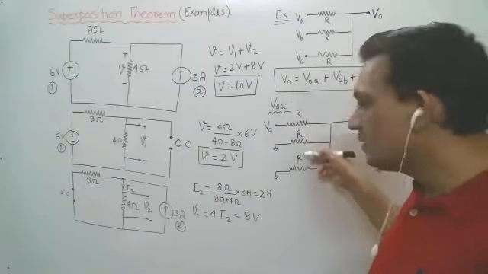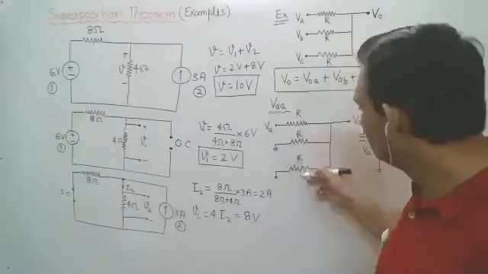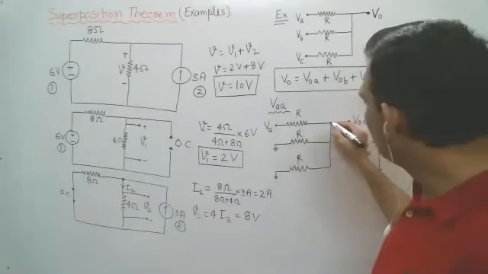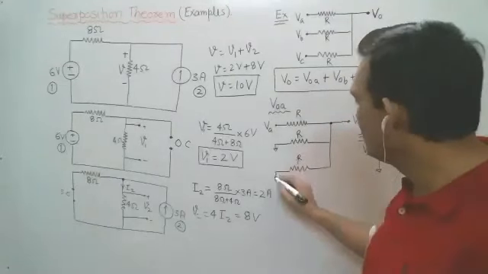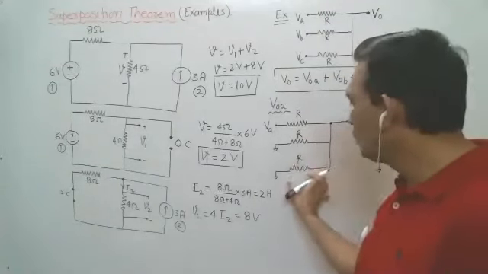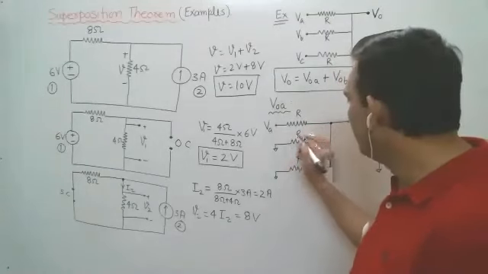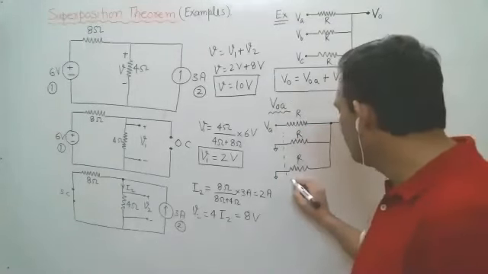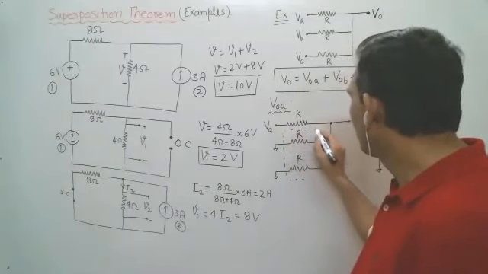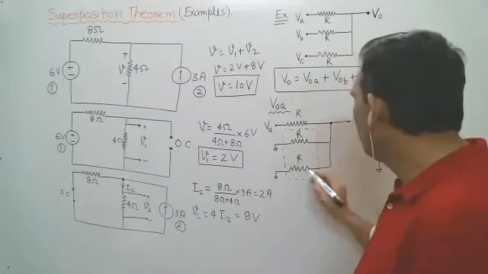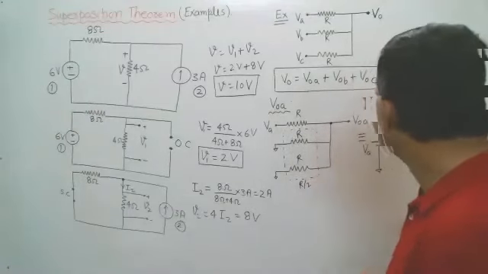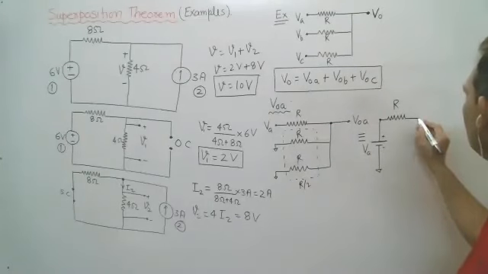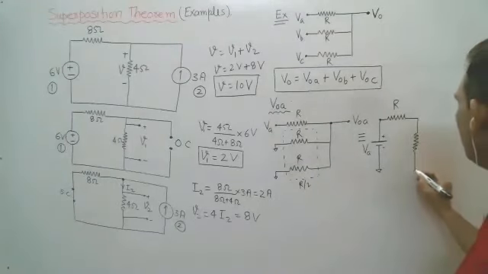Now these two resistors are in parallel. You can see this is one drop, and these two are grounded. So they have equal potential drop. So they are in parallel. So what will be their equivalent resistance? R by 2. So this is R by 2.